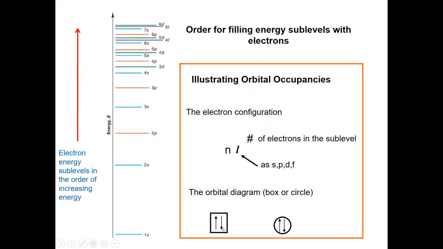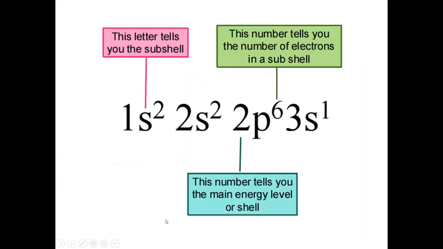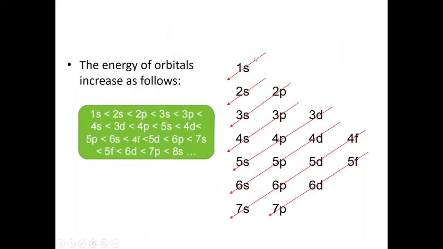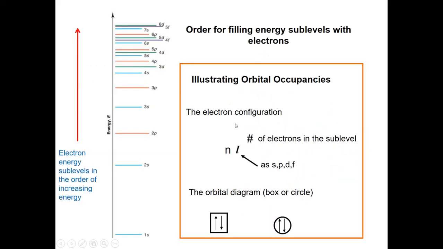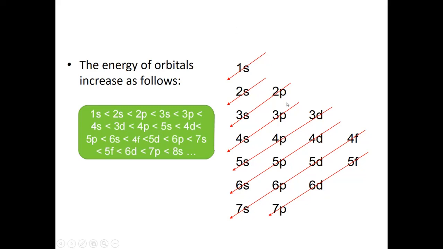Maksudnya kalau kat sini 1s kan. 1s, 2s, 2p, 3s. Betul. Nampak? 1s, 2s, 2p, 3s, 3p, 4s. Where is 3p? 3p, 4s, 3d, 4p, 5s, 4d. Maksudnya yang ni dia nak tunjuk energy level dia lah.